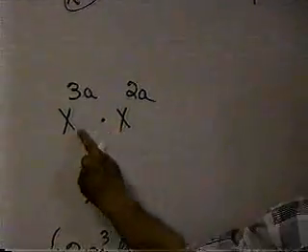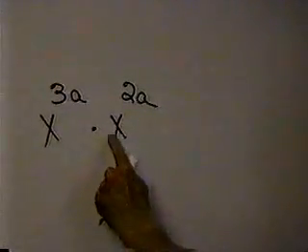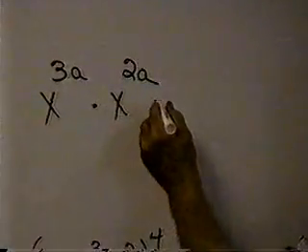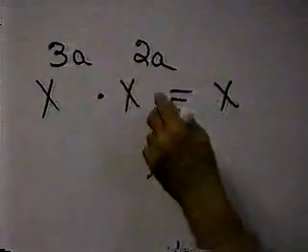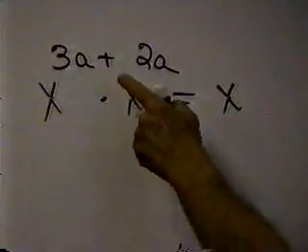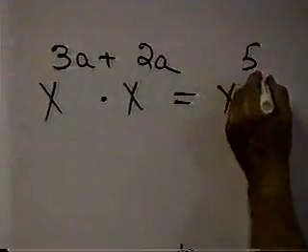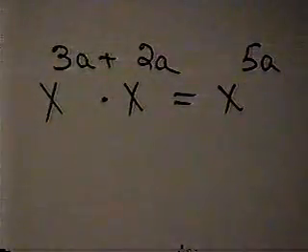All right, when multiplying here, these are the same, then you just add exponents. Well, 3a plus 2a is 5a. That's all there is to it.